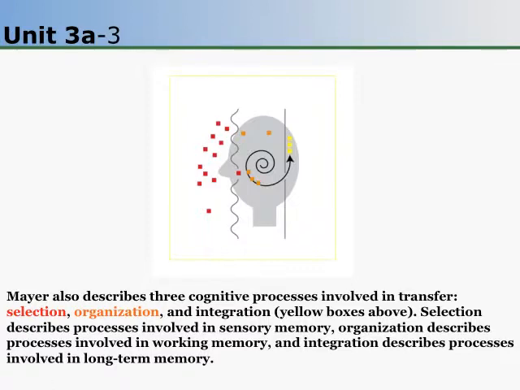Mayer also describes 3 cognitive processes involved in transfer. These include selection, organization, and integration, which are the yellow boxes. Selection describes processes involved in sensory memory. Organization describes processes involved in working memory, and integration describes processes involved in long-term memory.